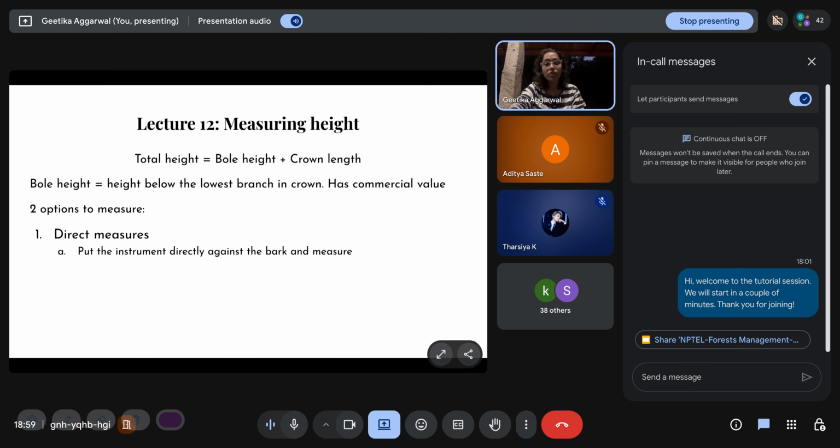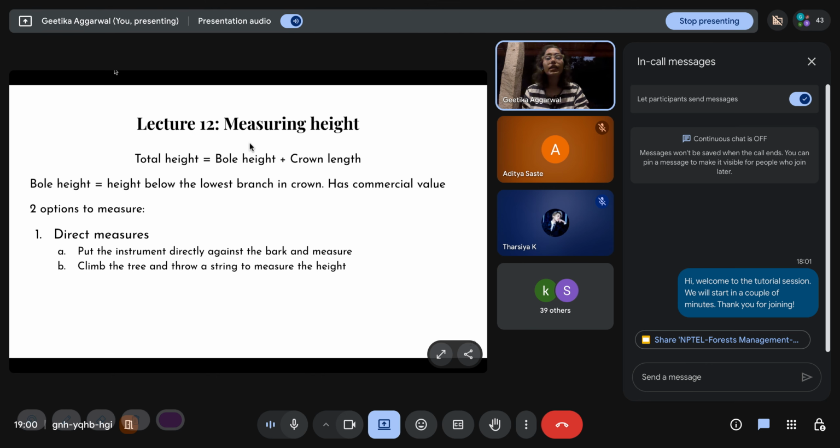For direct measurement, you can put an instrument directly against the bark and measure. So if you have a tree in front of you, you can carry around a rod of known length. For example, say you have an extendable rod, which can extend to 10 meters, 20, 30. So you can just measure directly by putting it against the tree and see till wherever you want to measure the height. That's one direct way of measuring the height.